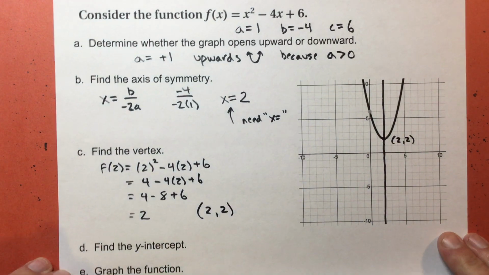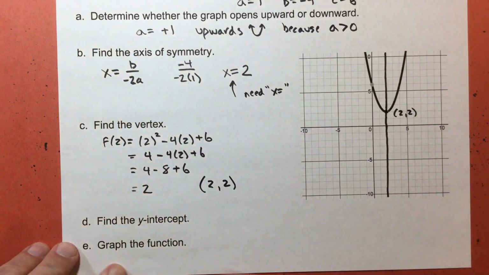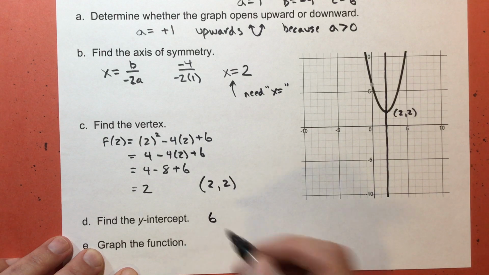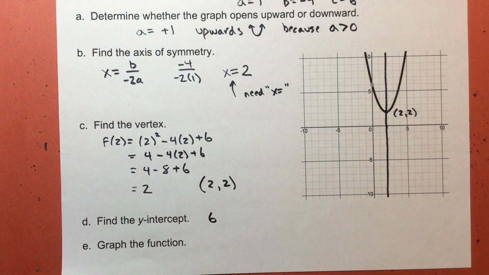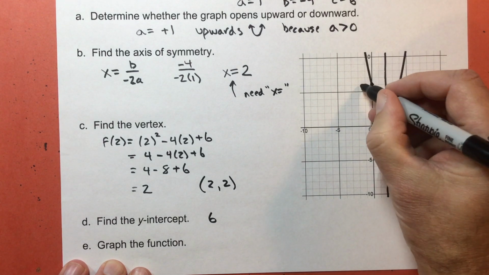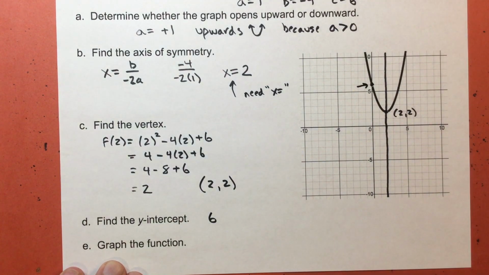And finally, the last thing I need to do for this section, what's the y-intercept? The y-intercept is just that number right there, 6. And it's not x equals 6 or y equals 6 or anything like that. It's just 6. And that's right here at 6. So that's how we do that one.